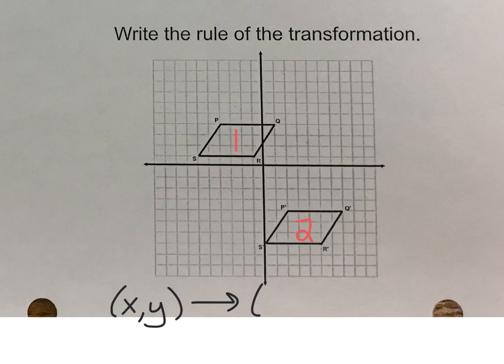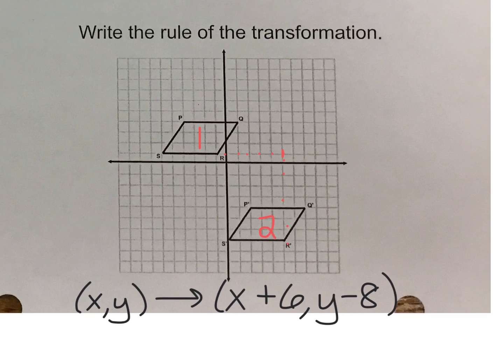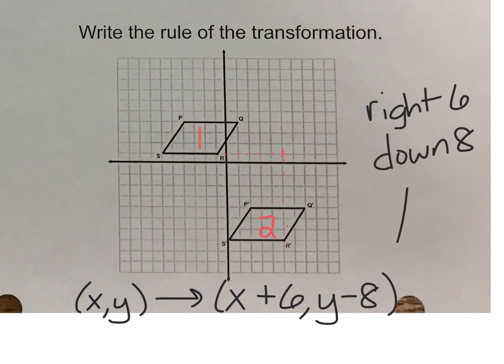We need to go to the right. How much? 6. So how would I write that if it was 6? X plus 6. Yep, because we went to the right 6, so it would be plus 6. And then how much do we go down? We go down 8. Y minus 8. Yep, so if it helps you, right to the side, right 6, down 8. But just make sure you write your answer as that vector in math form.